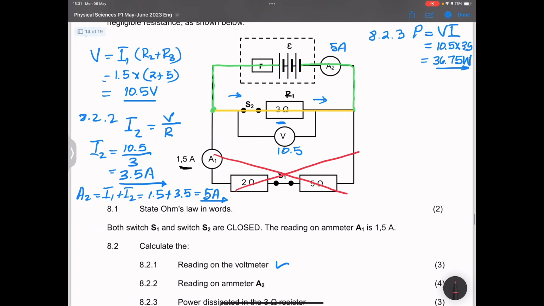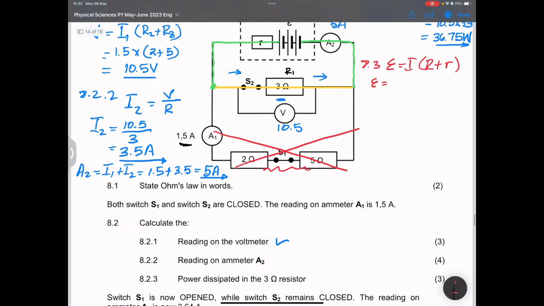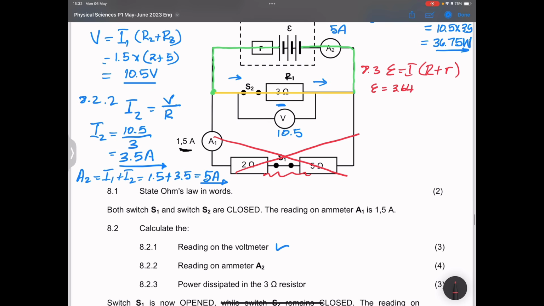So now they say to us, calculate the EMF of the battery. Now you remember, if we're looking for the EMF, I'm going to say for 8.3, the EMF is I into R plus small r. This is for the new setup, when the other part of the circuit is not there. So the EMF would be, in this case, the total current, which I know, is 3.64. My total resistance in this case would be 3, because that's the only resistor that's there, plus R. But you note that I've got two unknowns in this case, so I'm going to keep that as equation 1.